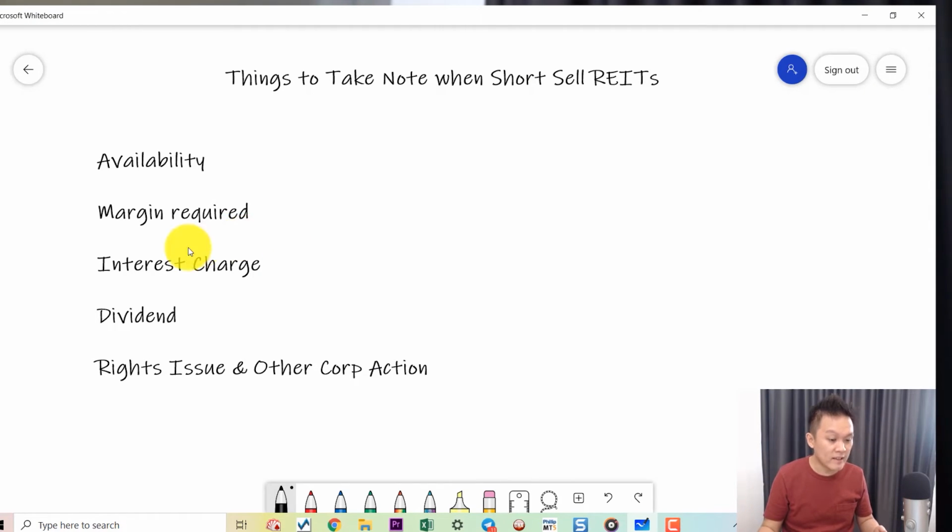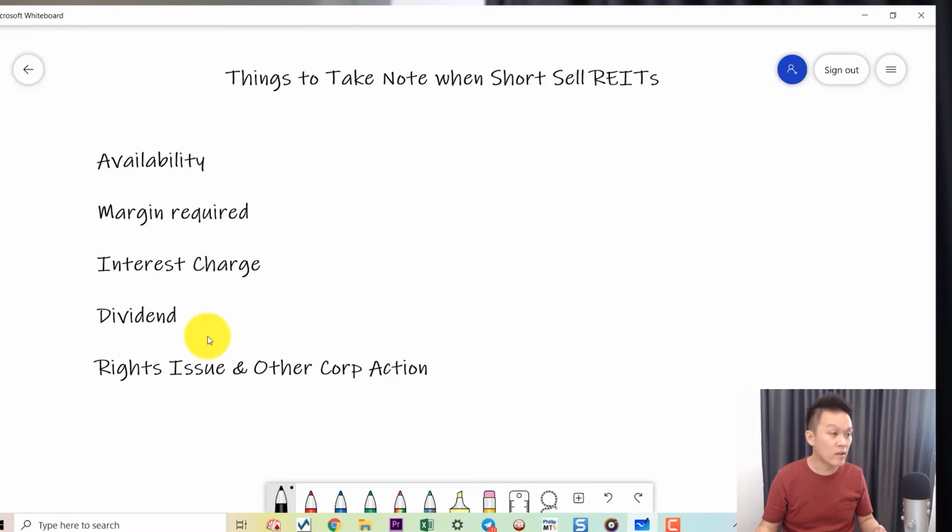Okay, and the next thing is interest, which is the financing fees. And next thing you have to take note of is the dividend. Do take note that when you are shorting the REITs or any other shares that pay dividends, as a short seller you have to pay the dividend. As a buyer, you receive dividends, but if you short, you have to pay the dividends.